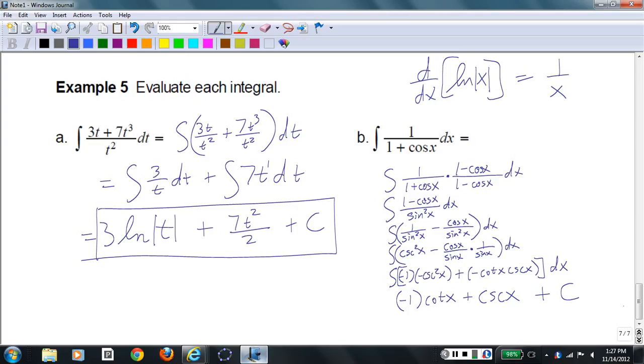It would take a little bit of work to take the derivative of this and try to make it look like 1 over 1 plus cosine x. More work than we have time for right now.